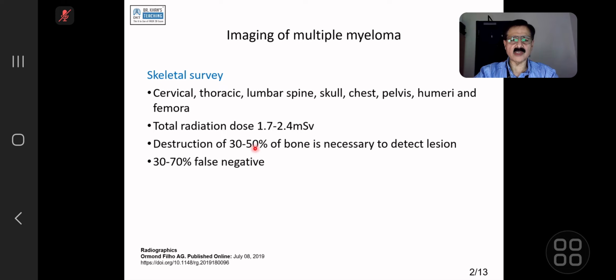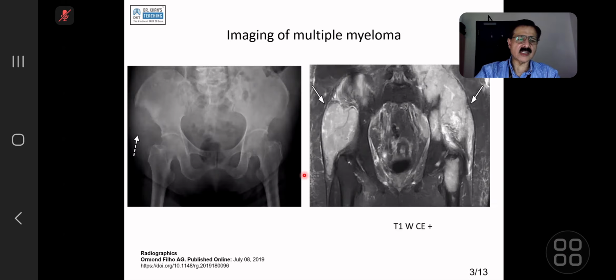What is the sensitivity of plain X-ray? Actually, up to 30 to 50% of the bone should be destroyed before you see something on a plain X-ray. So the false positive rate is quite bad. And this is an example on a pelvis X-ray, from Radiographics. Just see this versus look at the lesions on an MR.